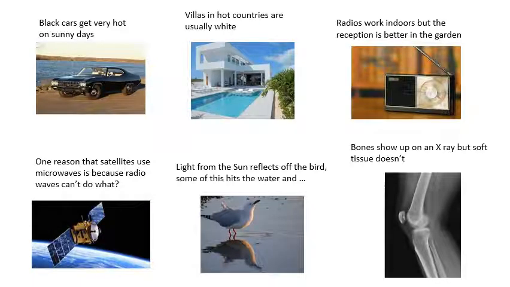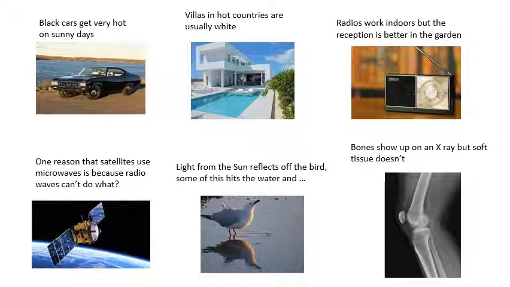Here are some examples of the kind of things I've been talking about. Black cars get very hot on sunny days. Don't leave your dog in a black car unless you want a hot dog. Basically, the black surface will absorb heat energy from the sun. So it will absorb infrared radiation from the sun. It'll get very warm. Villas in hot countries are usually white because that will reflect heat energy from the sun.